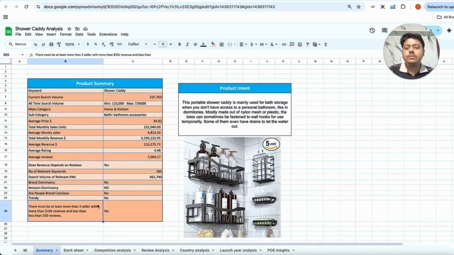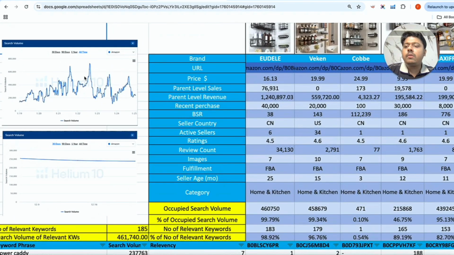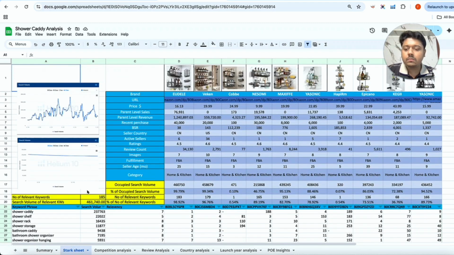Then one filter which we use is that there must be at least 3 sellers doing more than $10,000 revenue with less than 500 reviews. So yes, in this niche it exists. In this sheet you can see I have put the search volume of all time. It has a consistent search volume, and even goes up in some months, you can say in Q4.